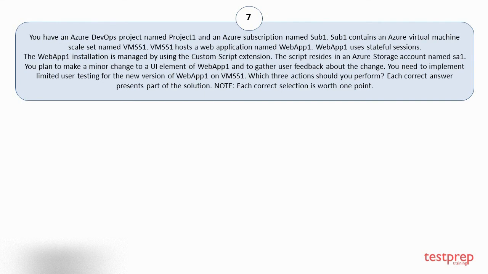You plan to make a minor change to a UI element of Web App 1 and to gather user feedback about the change. You need to implement limited user testing for the new version of Web App 1 on VMSS1. Which 3 actions should you perform? Each correct answer presents part of the solution. Note, each correct selection is worth 1 point.